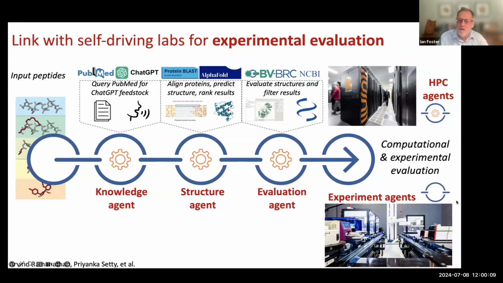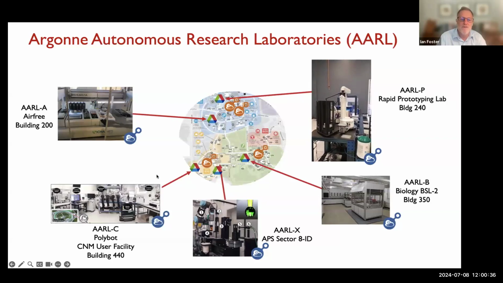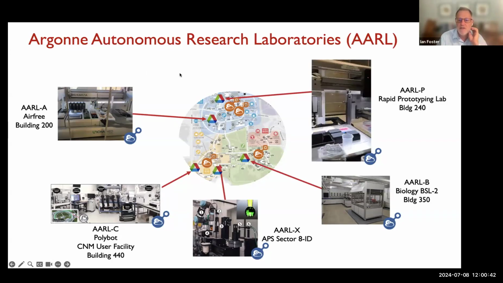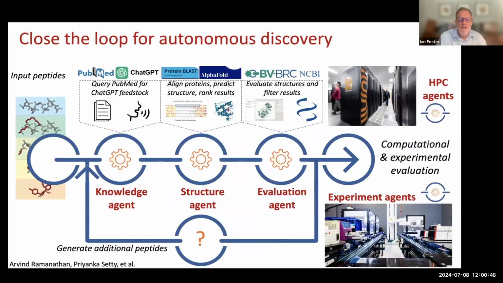We also might, at some point, and we're starting to do this now, run experiments to test the effectiveness of antimicrobial peptides that pass through this pipeline. And based on that output, well, these are some of the self-driving labs we have at Argonne that are set up to be operated by this overall system. Each of these is implemented using common interfaces that we've been developing over the last couple of years, so that they can be controlled by foundation models as needed. And then we can feed back to generate additional peptides.